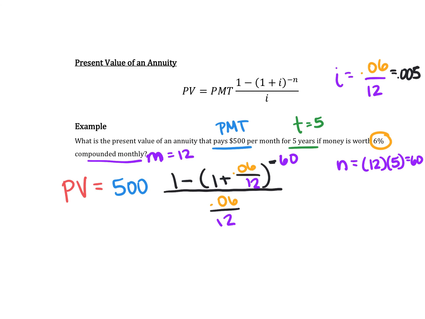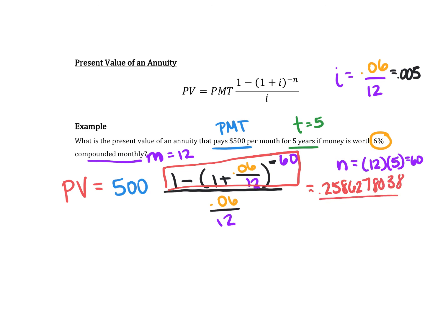When I work out all of the top part, as a decimal it is 0.2586278038. I'm going to divide that by the bottom, which is 0.005, and multiply that times 500. When I do that, my present value is equal to $25,862.78. So what this really means is that if I can make these $500 payments a month for the next 5 years, I can take out a loan of $25,862.78.